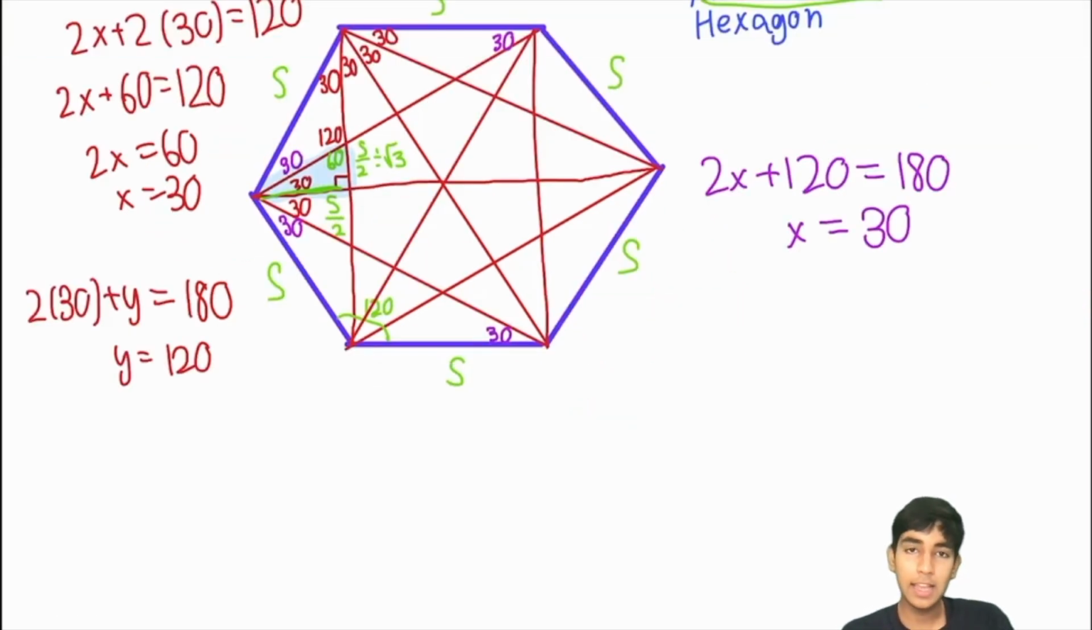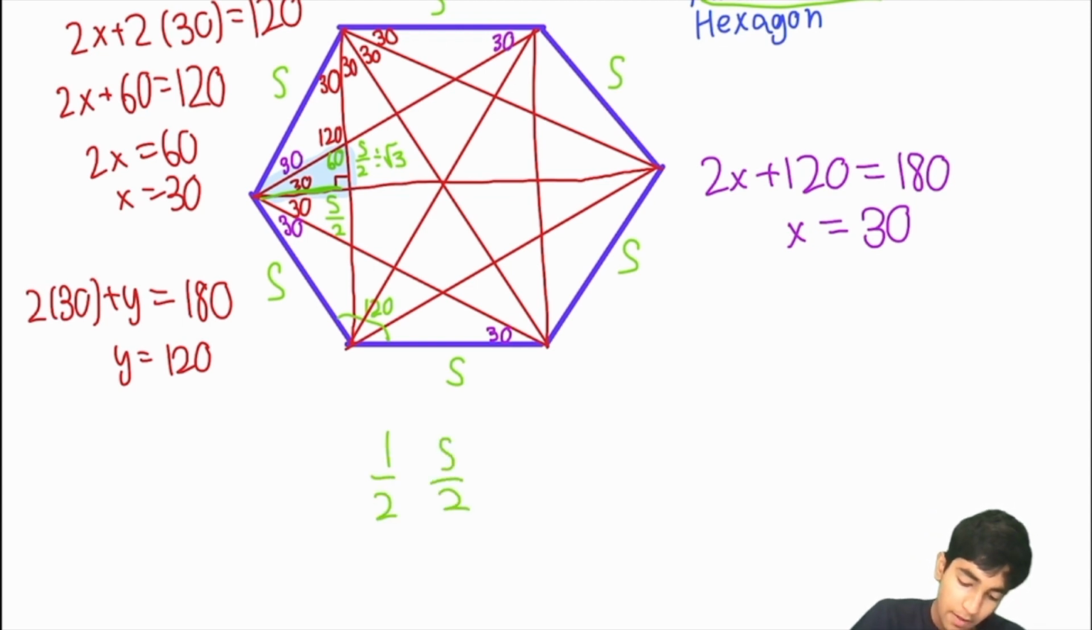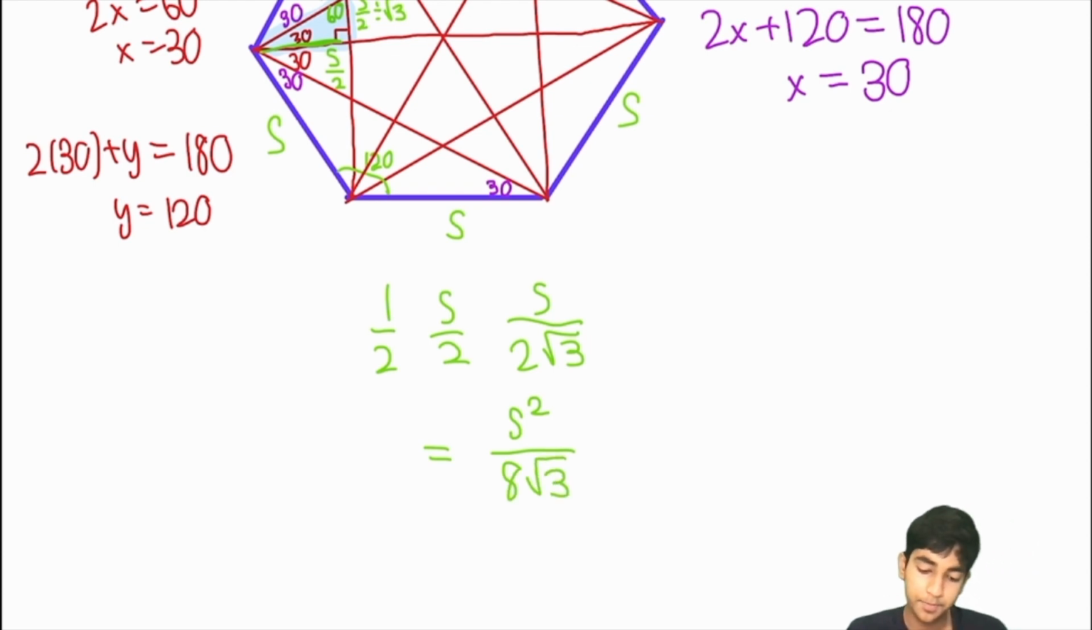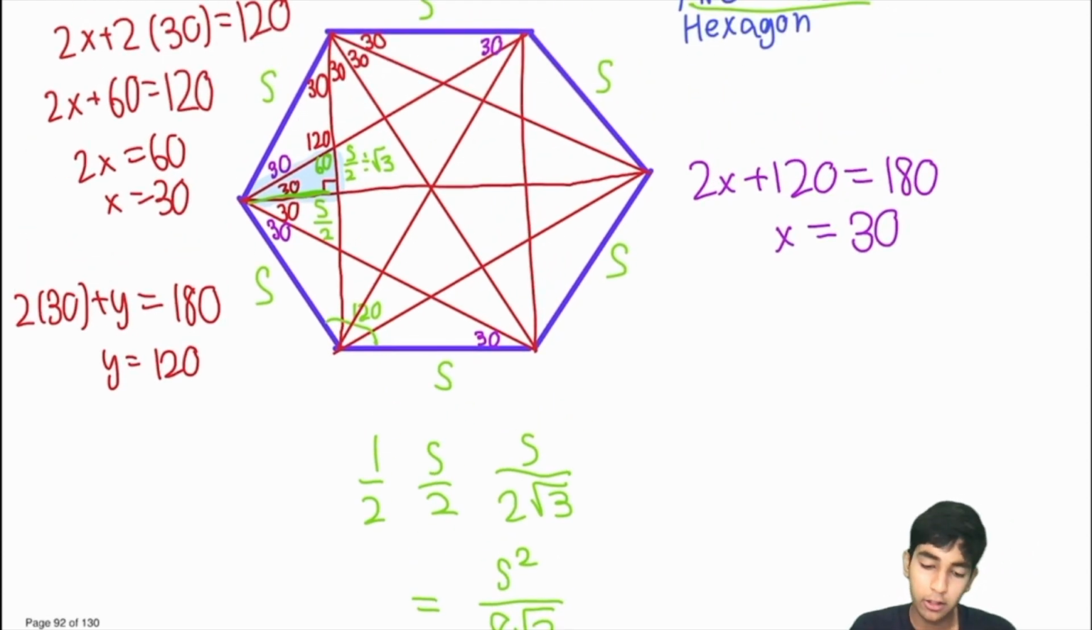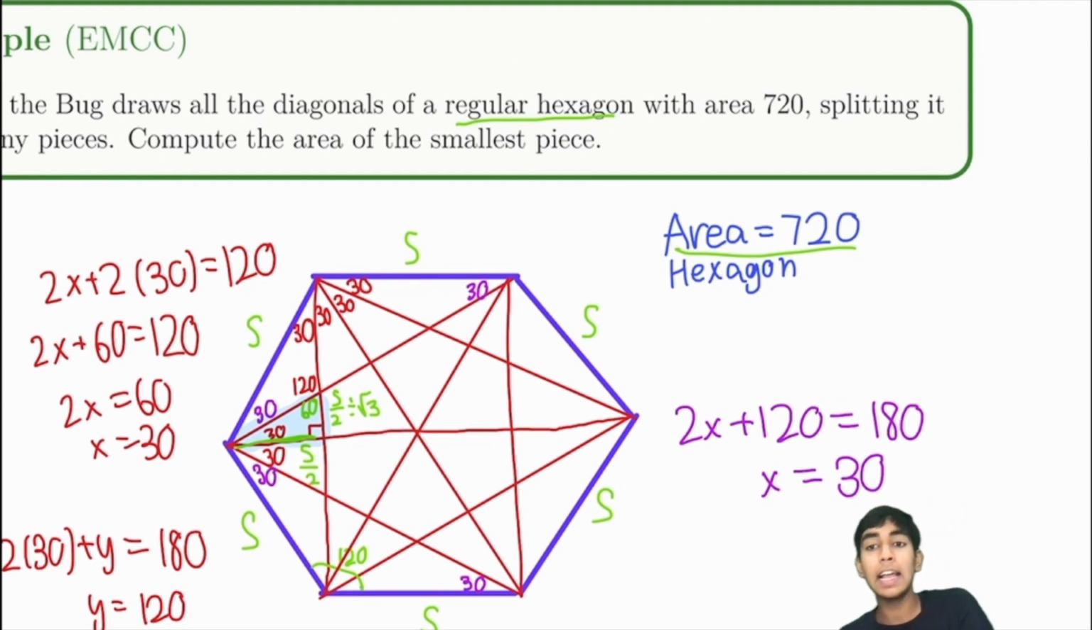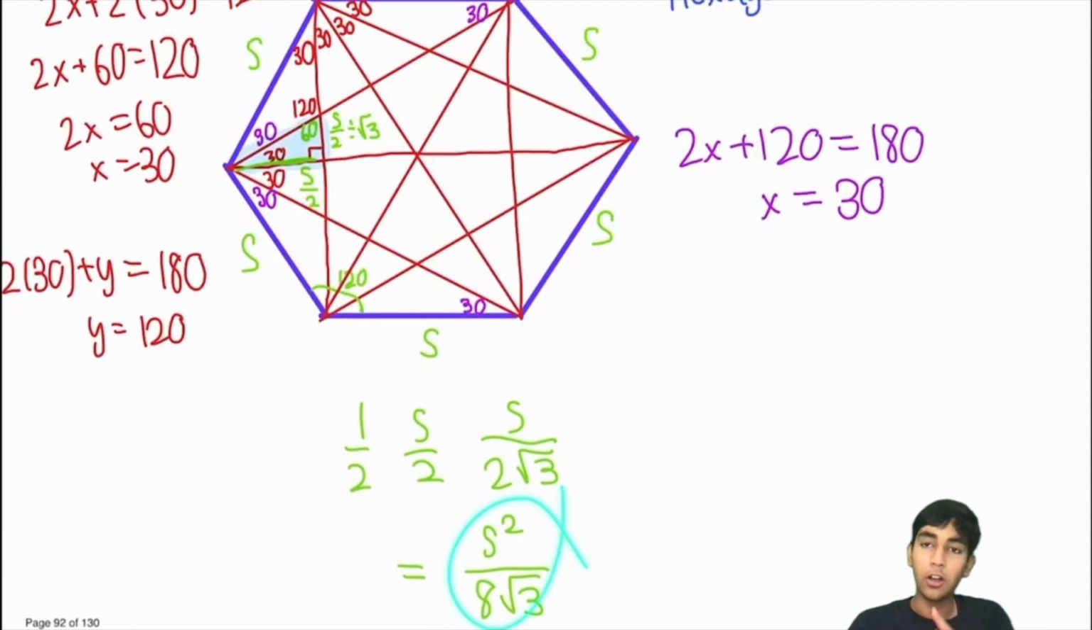So now, what is the area of that blue shaded triangle? Half base height. The base is s over 2. The height is s over 2 root 3. And this simplifies to s squared in the numerator and 8 root 3 in the denominator. Well, we don't know s, but the main condition we do know is the area is 720. But we know the formula for area of a hexagon in terms of side length, so we can backtrack that and use that to find s, which we'll then plug in here.